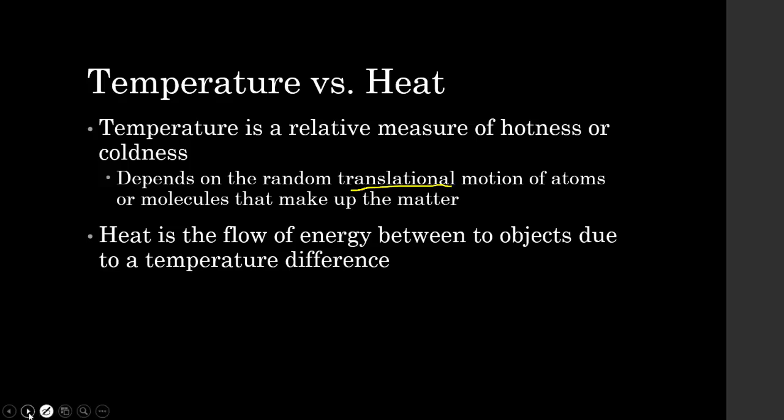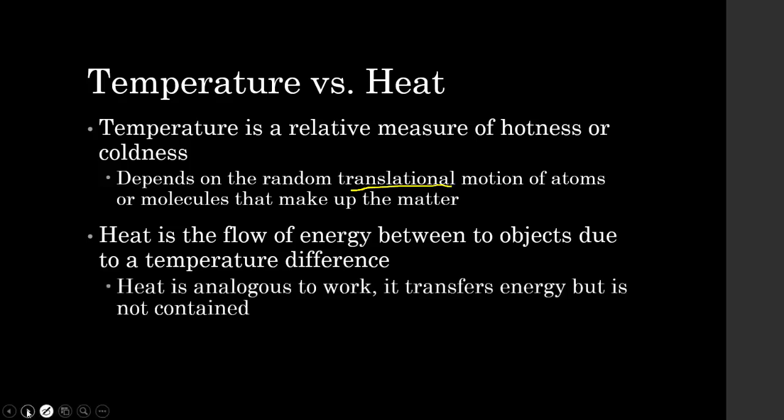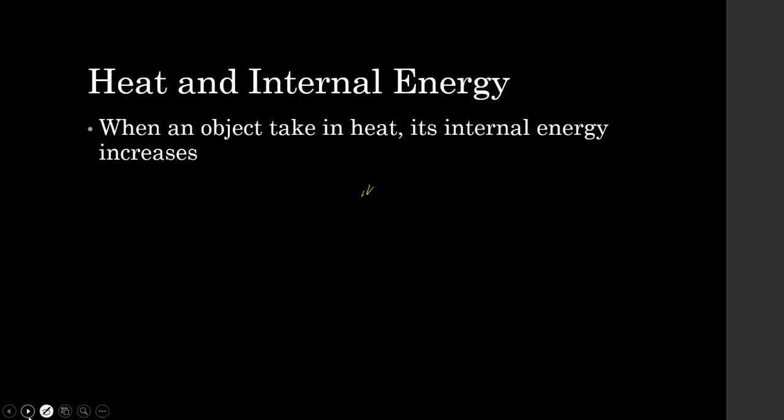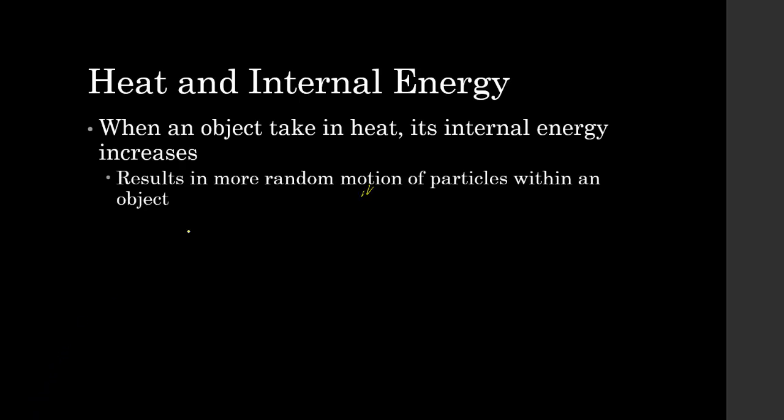Heat is a lot like work. You remember from Physics 1 that when you have energy, you can do work, and that work transfers energy to another object. Objects do not contain heat, they contain energy, but energy flows out of them as heat, and that heat can be absorbed by something else, and then that object gains internal energy. So, what do I mean by internal energy? Well, that's interesting. Internal energy is the total energy of all the particles that are in an object. So when an object takes in heat, its internal energy increases, and that results in more random motion of particles within the object.